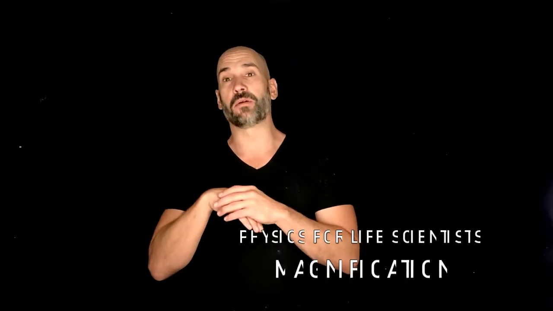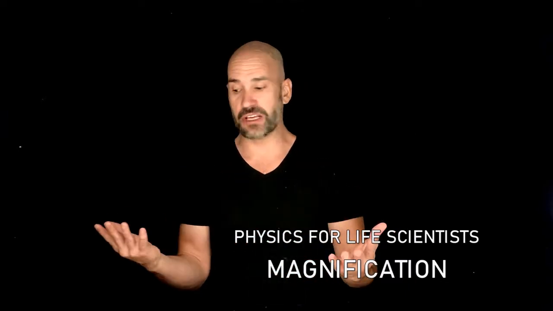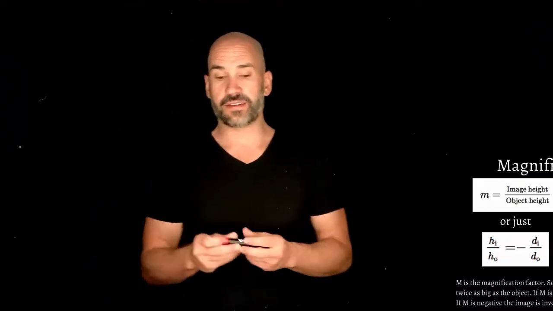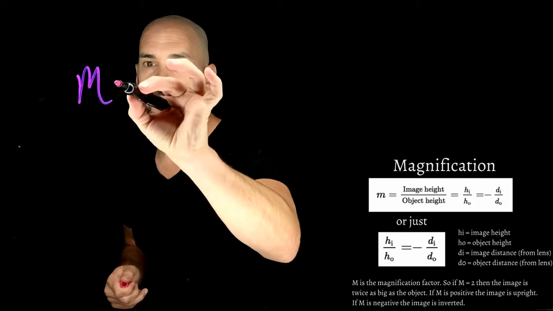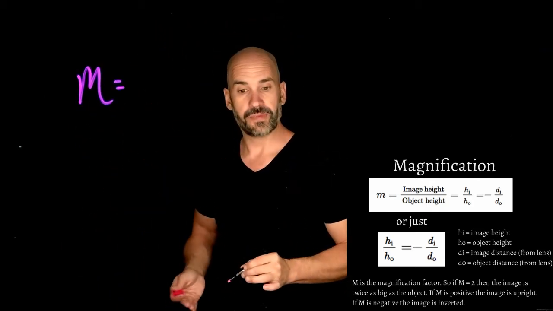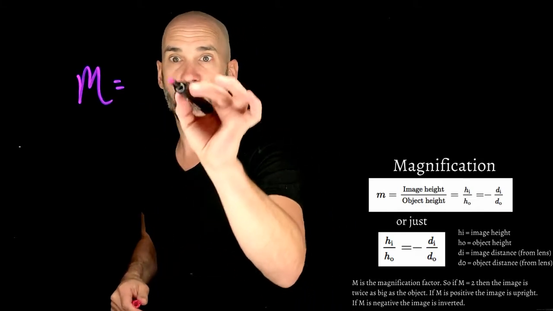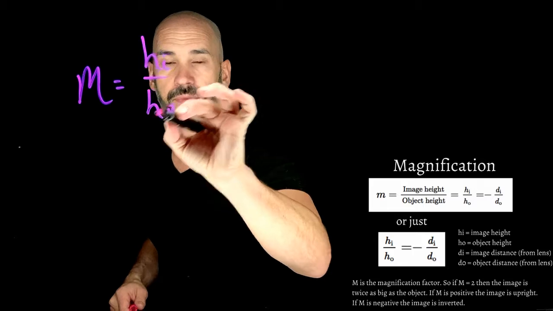In this video, I want to explore a little bit more deeply something that we've hinted at, which is this idea of magnification. It turns out that there is a magnification factor within the lens's mathematics. We call that magnification factor just M, and it's really just the ratio of the image height to the object height.